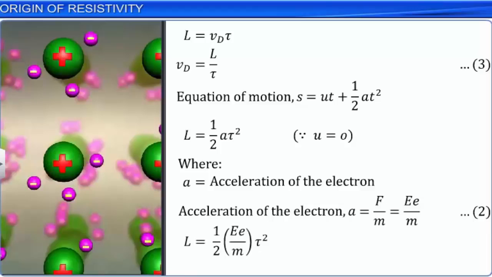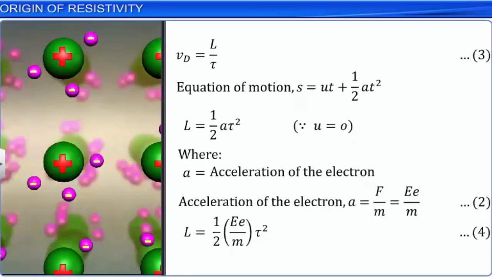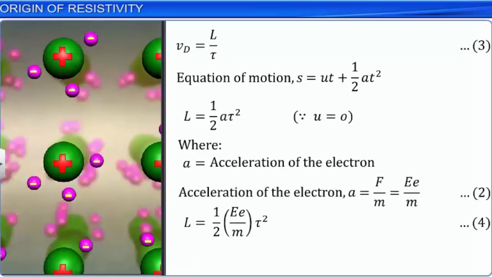Substituting the value of L from equation 4 in equation 3 and simplifying, we get vd is equal to half e into E by m into tau. Let this be equation 5.